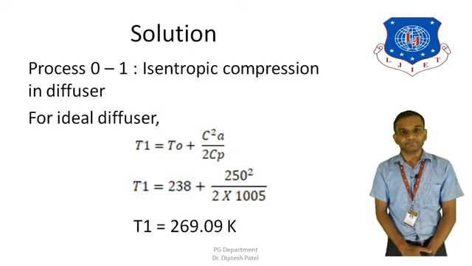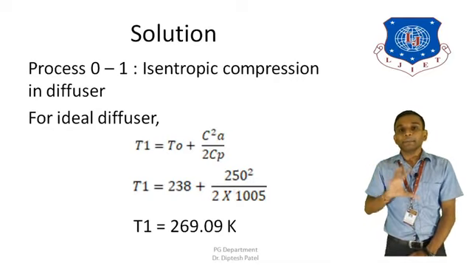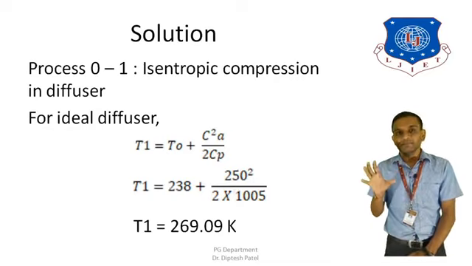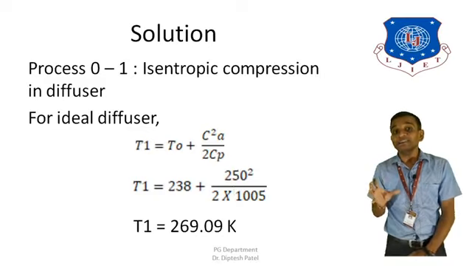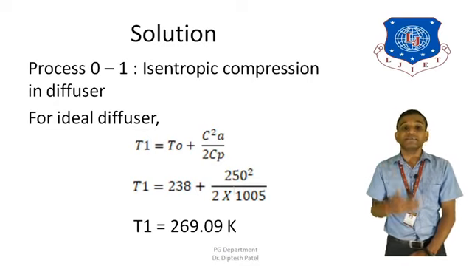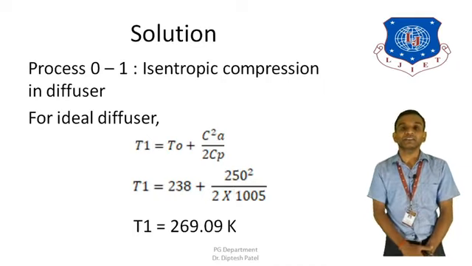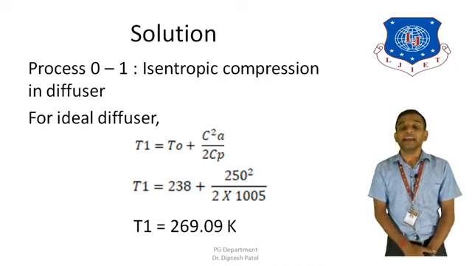Now let's begin. The first thing is that we need to find the temperature at point 1. Since T0 is given to us, we are going to use the formula for an ideal diffuser. So let's consider the process 0 to 1, which is isentropic compression that takes place in the diffuser, and the formula is T1 is equal to T0 plus Ca square divided by 2Cp.